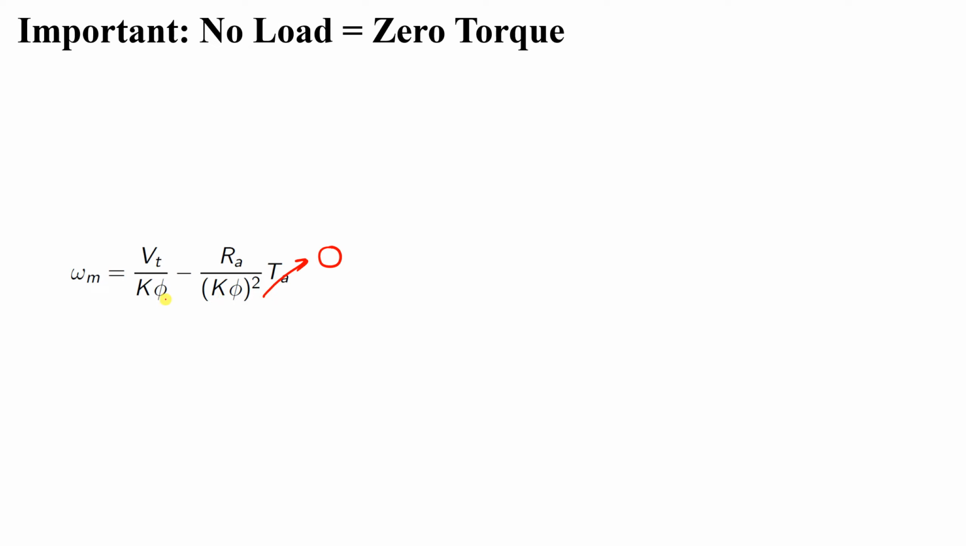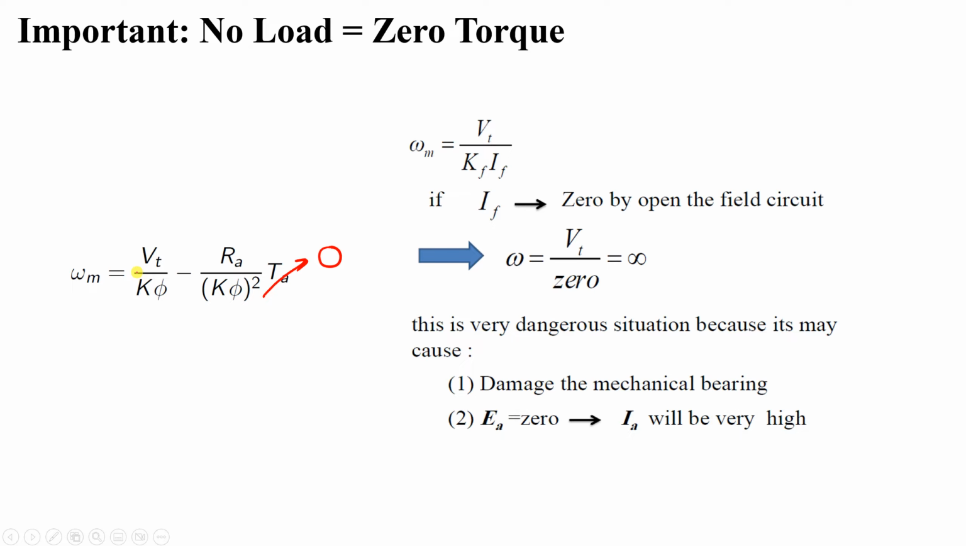Okay, what will happen is that our equation will be omega equals V terminal over K phi, or K_F I_F, depending on changing or substituting phi with current. It is exactly the same but a different constant. So what is the problem here?